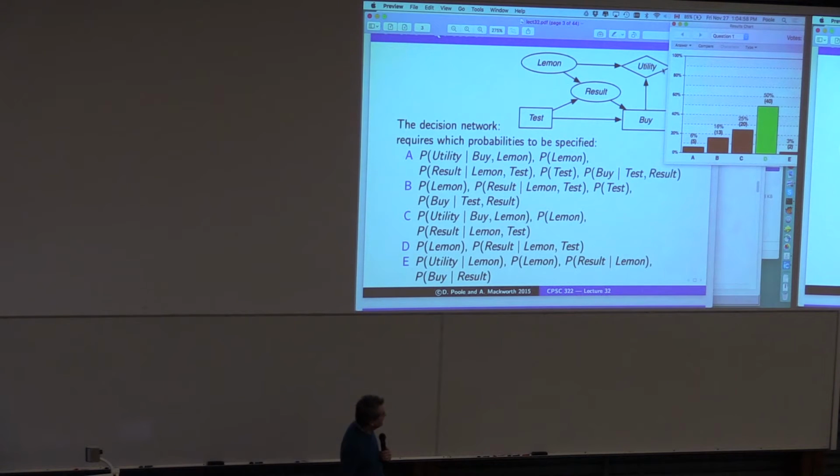What was B? There's no probability of the tests or buy. There are no conditional probabilities for testing or buying, right? There are no conditional probabilities for these decision nodes. There's only the probabilities of each random variable given its parents. Any questions about that? This is the same question as last time. I just changed the graph slightly.